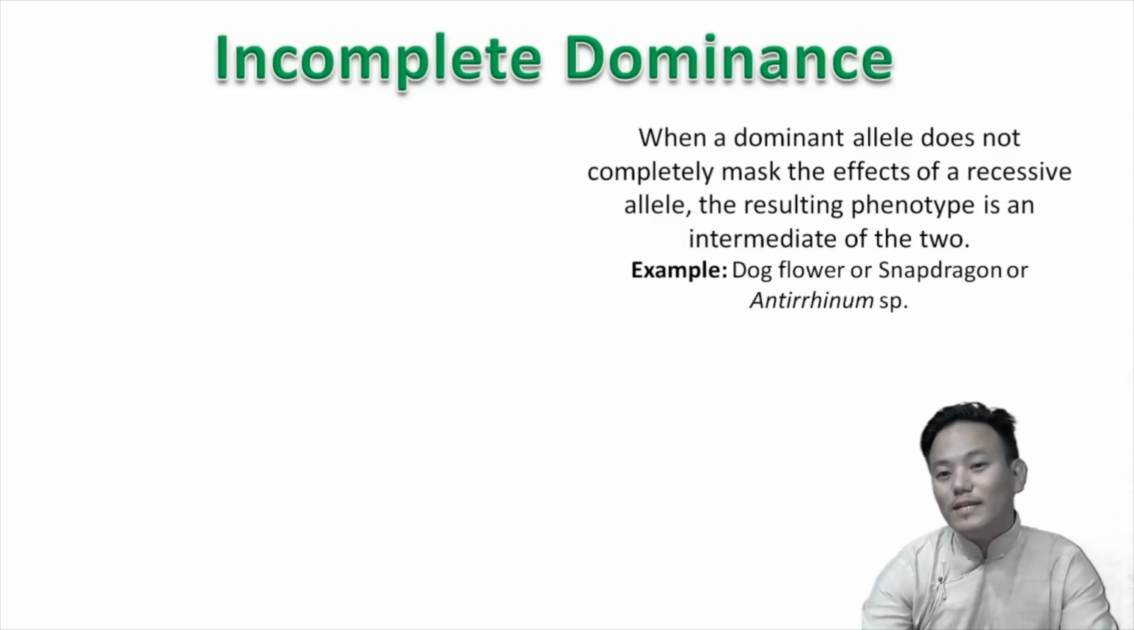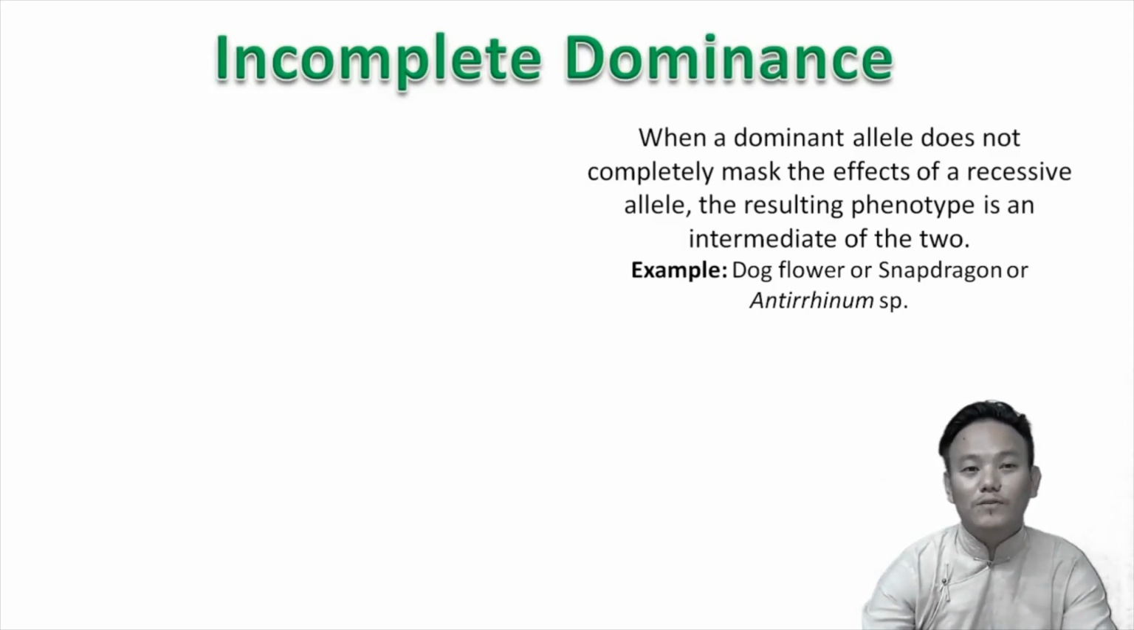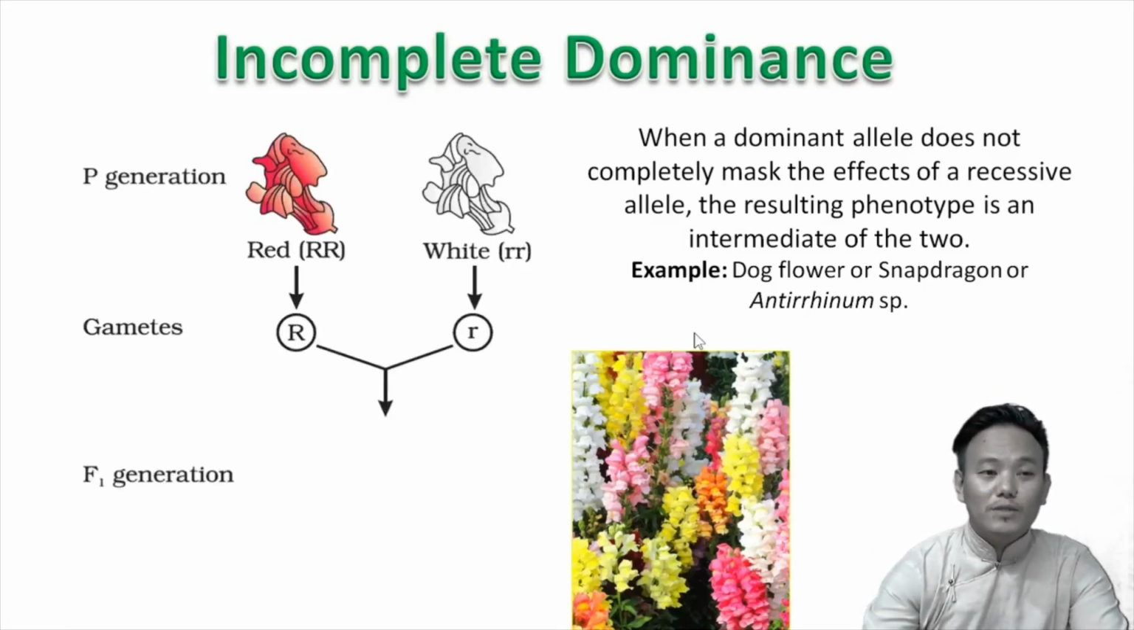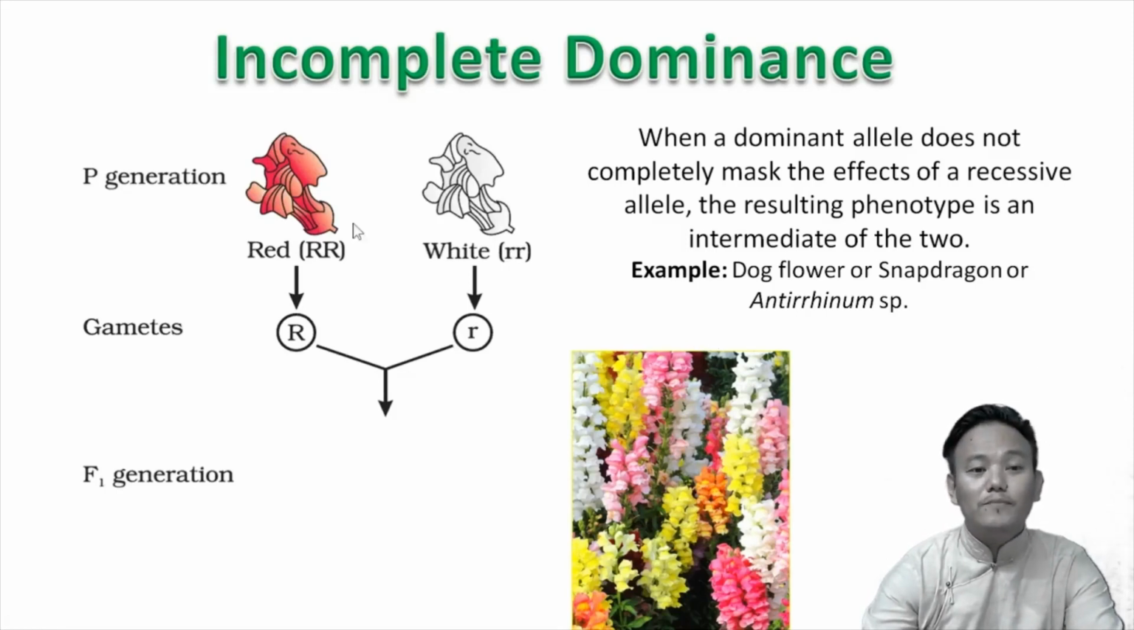One classical example that we give regarding incomplete dominance is the dogflower, or snapdragon, or Antirrhinum species. These names are for one typical flower known as dogflower. Here is one picture of the dogflower. What we observe in dogflower is incomplete dominance. I will show you over here. Let's say we have two plants of dogflower. One plant produces red flowers and one plant produces white flowers.